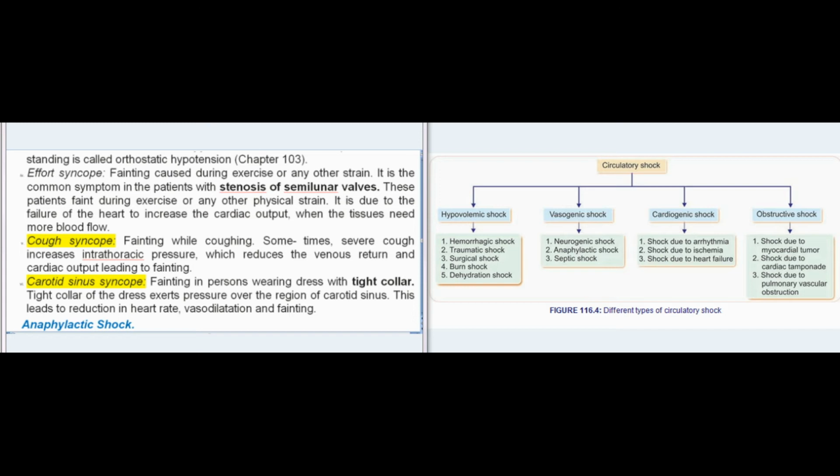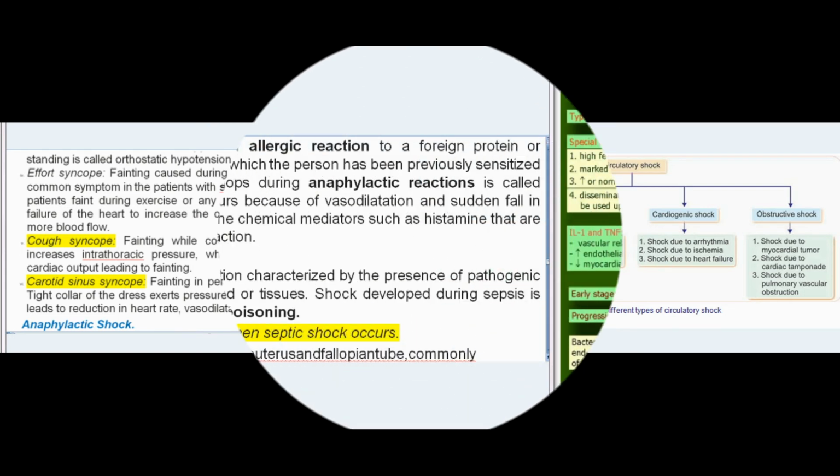Carotid sinus syncope, fainting in persons wearing dress with tight collar. Tight collar of the dress exerts pressure over the region of carotid sinus. This leads to reduction in heart rate, vasodilatation, and fainting.